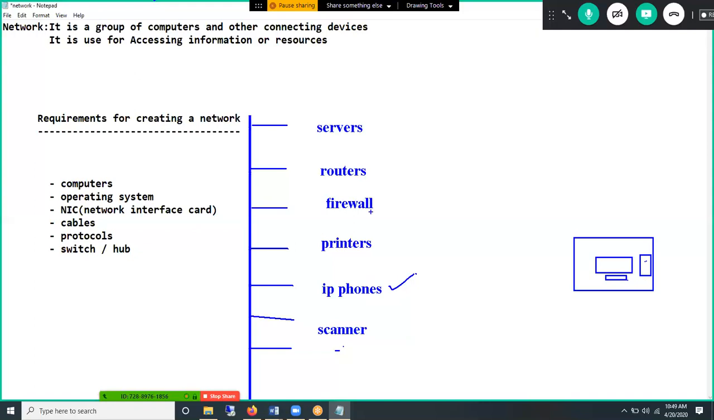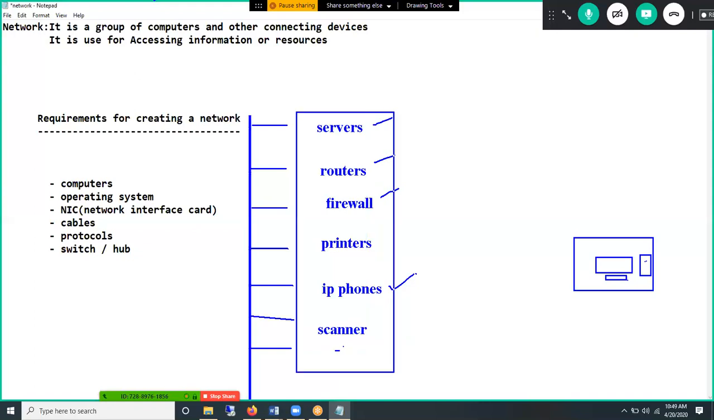Okay? So one of the requirements, we also need a server. We also require routers. We also require firewalls, printers, all the things. But this requirement, I'm saying optional. Optional means when the requirement comes, we can connect. So without a server also, I can have a network.